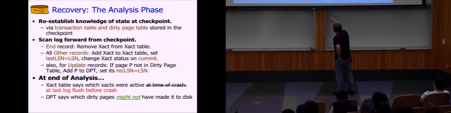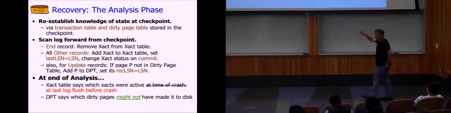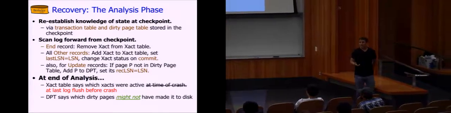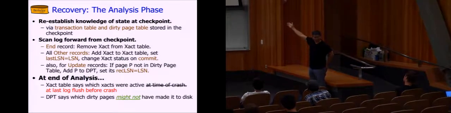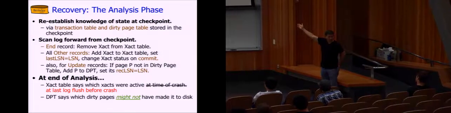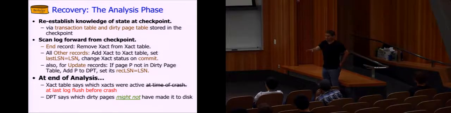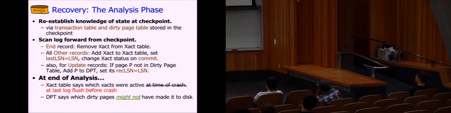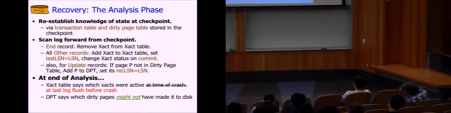And the dirty page table tells you which dirty pages might not have made it to the disk. They might actually have made it. We don't know, because we haven't gone and looked at the database yet. We've only looked at the log. So it's possible that actually the buffer pool did write those pages and everything's safe and good. But to be conservative, the analysis we've done so far tells us all dirty pages that might not have made it to the disk, that might need to get redone.